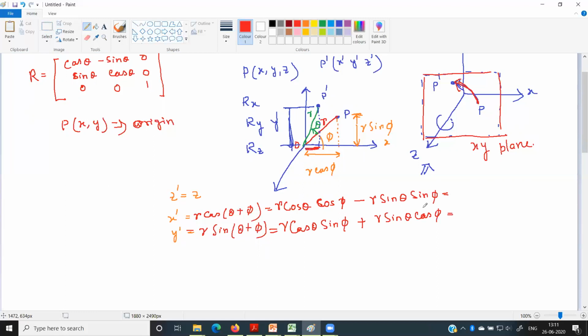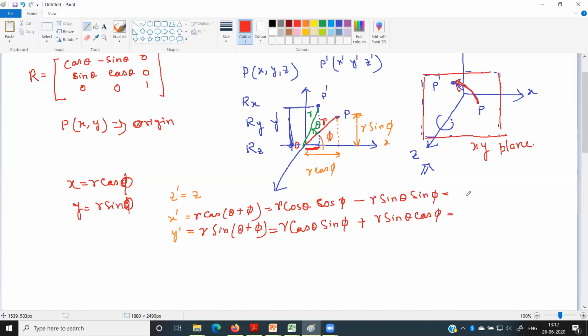So here we can write r cos theta. What is my r cos theta? This is x. So from this figure you can say that x equals r cos theta and y equals r sin theta. Fine. Sorry, this is phi. So we can say x equals r cos phi and y equals r sin phi. Fine. So what we can do is replace this r cos phi by x and r sin phi by y.